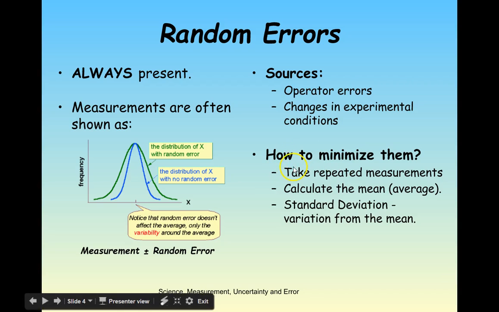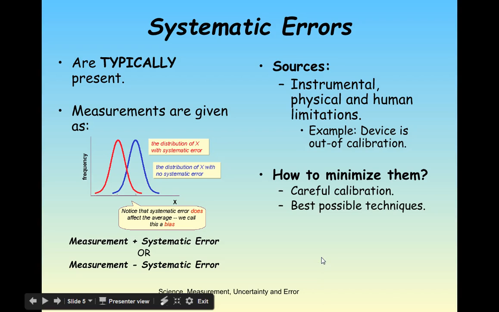One way we can minimize them is to make lots of measurements. Repeat the experiment over and over and over. Calculating the statistical mean will help us understand a little bit better what the actual answer is. And we can also measure what's known as the standard deviation. This is simply the variation from the mean as a result of the experiment.